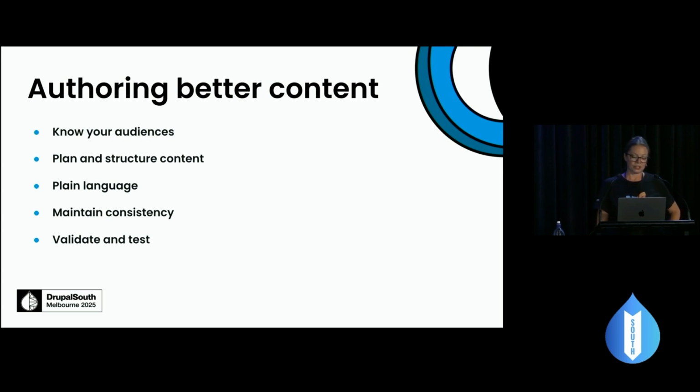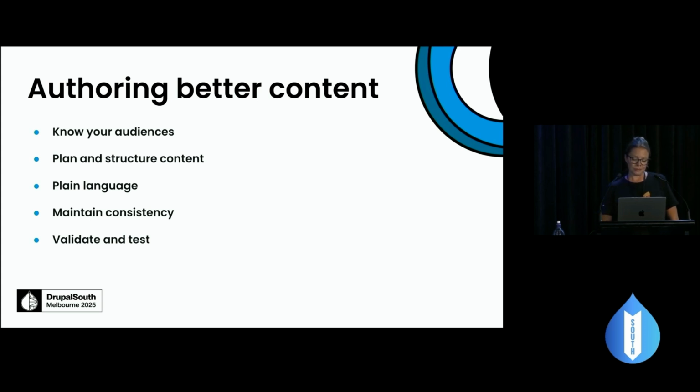Write in plain language. Government content should always be accessible to a wide audience, including those with lower literacy levels, and writing in plain language ensures clarity. This means using short, simple sentences, avoiding jargon and technical terms unless necessary, and providing explanations when used, and using an active voice to make content more direct and easy to understand. And maintaining consistency in tone, style, and terminology across a website is crucial.